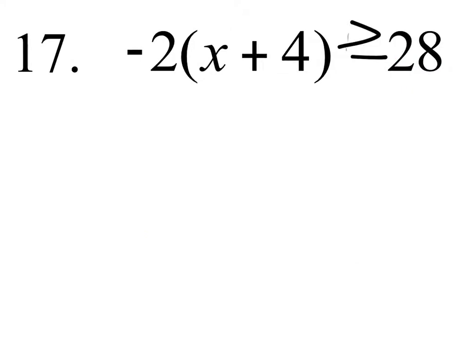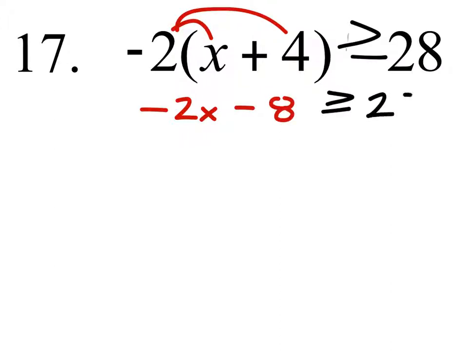Okay, so what are we going to do on this one? Yeah, we're going to distribute the negative 2. Now, does distribution change the inequality? No, because it's not happening to both sides of the inequality. So we get negative 2x, negative 2 times 4 is negative 8, and of course, this is still greater than or equal to 28.